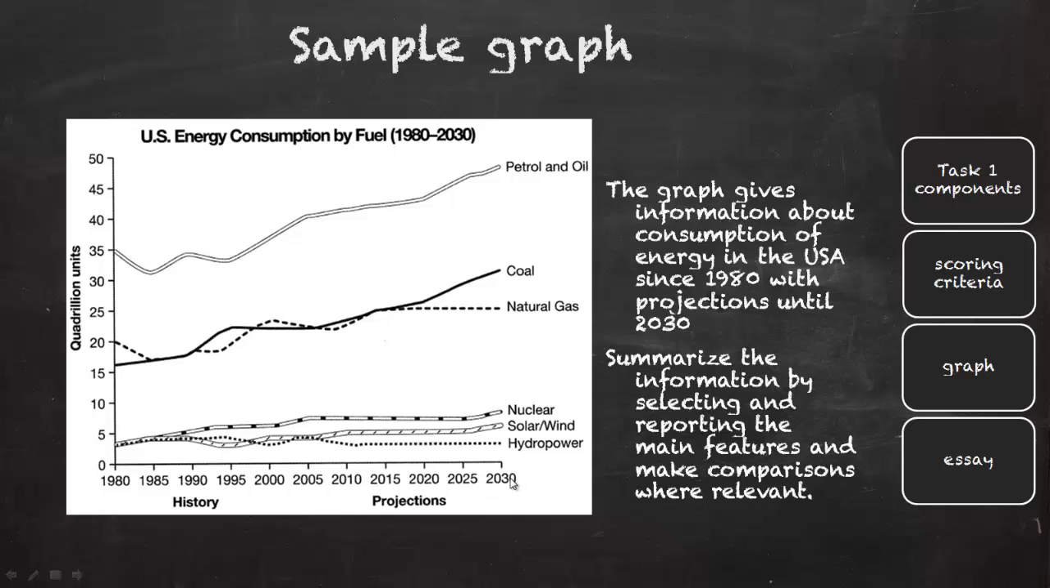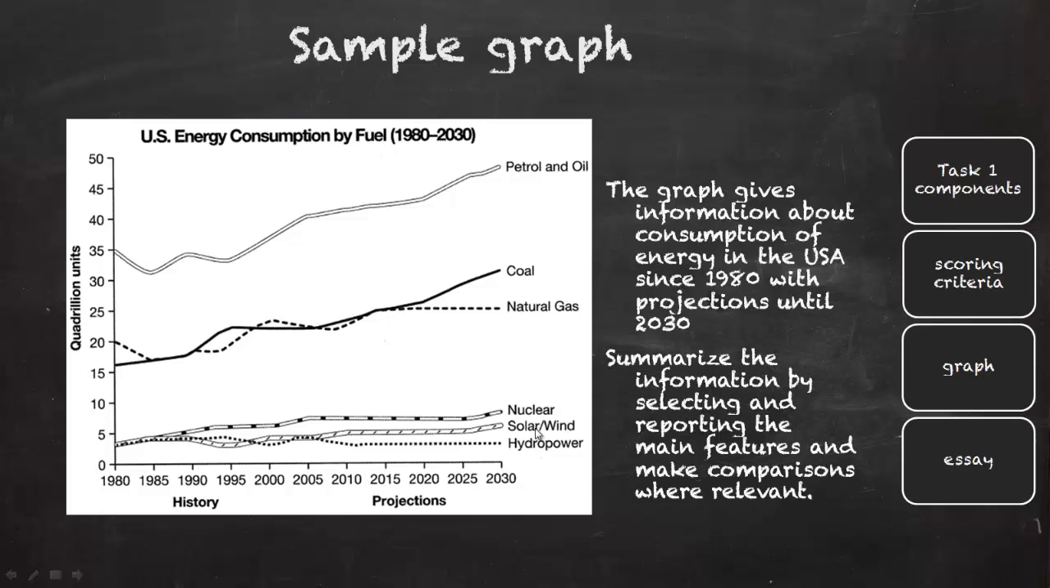Okay, so this is the line graph, and you have one line that says petrol and oil, and then you have another one, the black one here, that says coal, and you have the dotted one that says natural gas, and at the bottom you have another 3 lines, nuclear energy or nuclear consumption, and then you have solar, wind consumption, and then you have hydropower consumption, which is the last line. Fine, so this is the multiple line graph here.